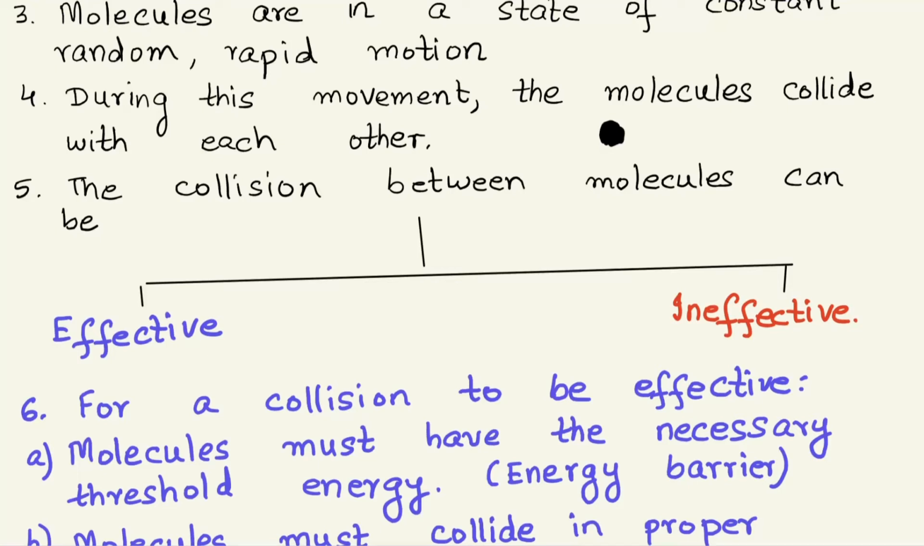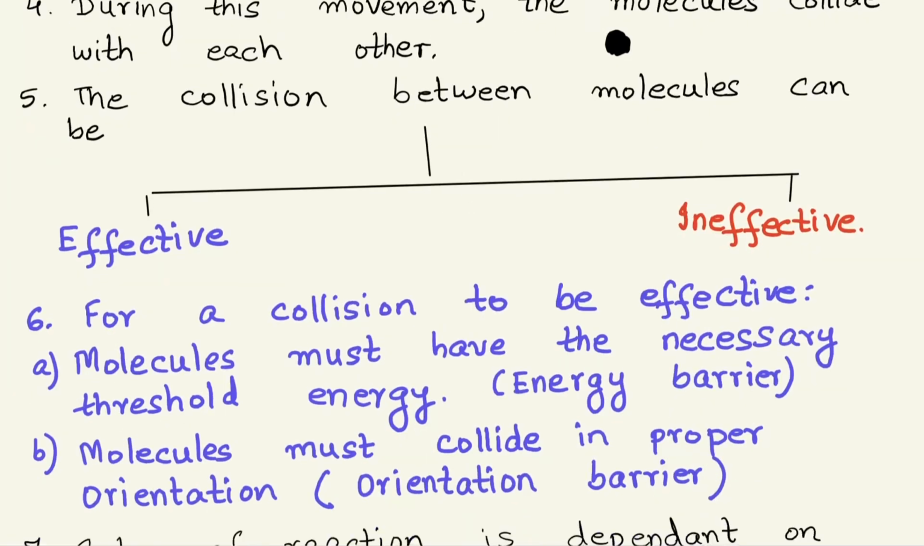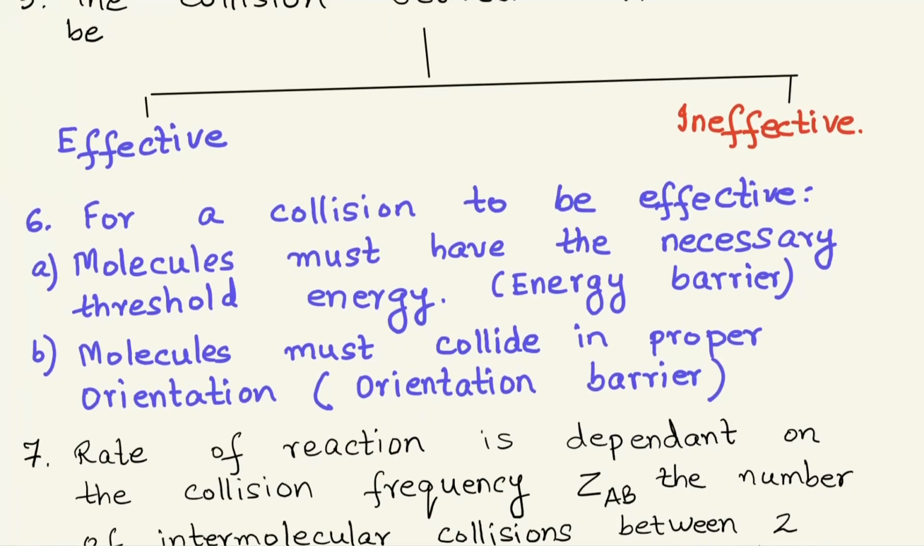So, if they pick up a fight, that means the collision has been effective. If they don't pick up a fight, it is ineffective. What's the point of the two of them colliding, right? So when we say effective collision, it is one which results in the formation of products, right? An ineffective collision is one in which no products are formed.